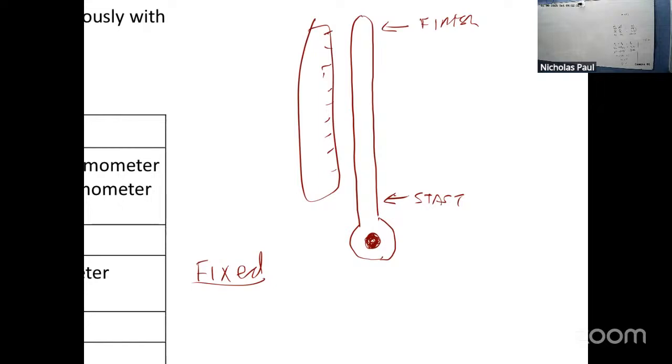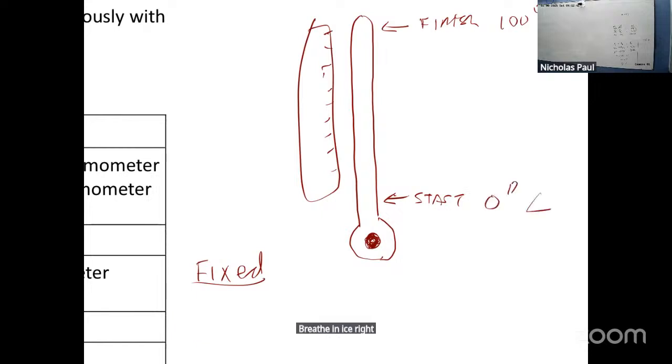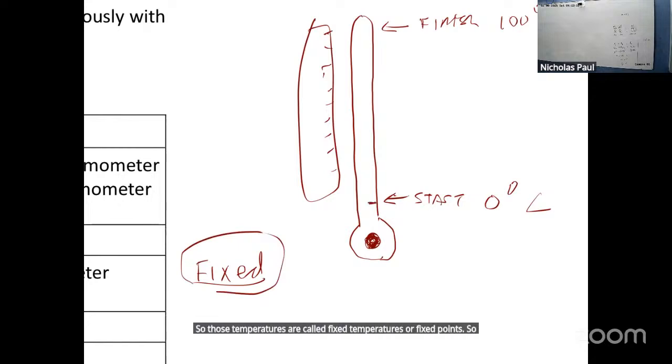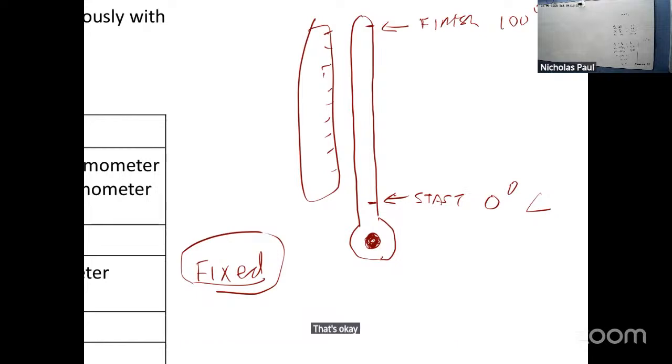Boiling temperature, the temperature of steam, 100 degrees Celsius, and what else? Freezing, ice. Once you have pure melting ice, that's 0. And once you have steam above boiling water, you have 100 degrees Celsius. So those temperatures are called fixed temperatures or fixed points. If we know here is 0, and we know here is 100, we can find out in between. That's okay?